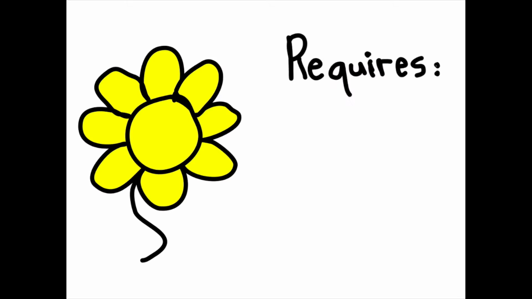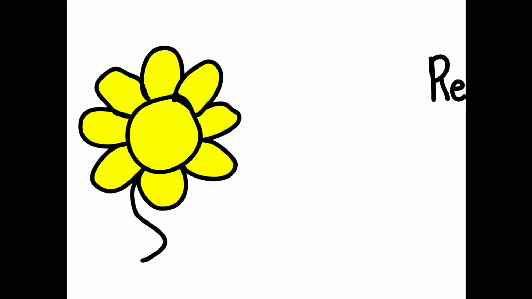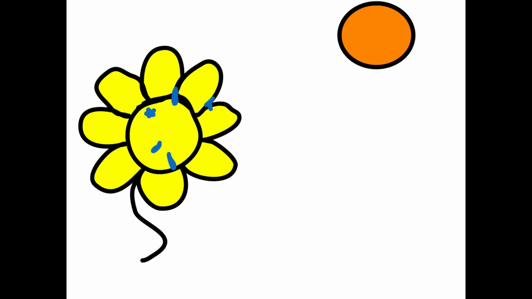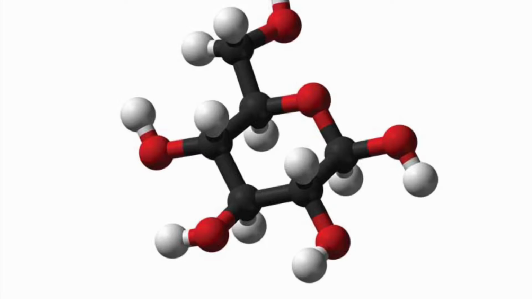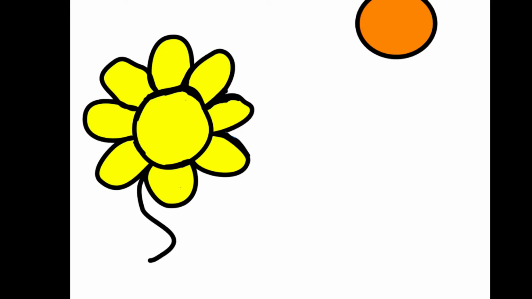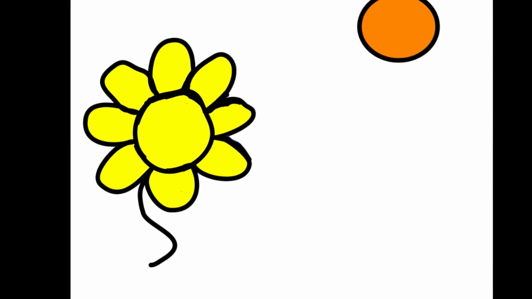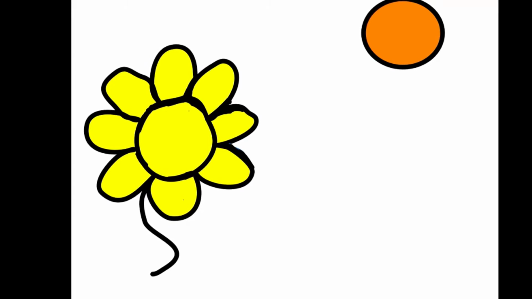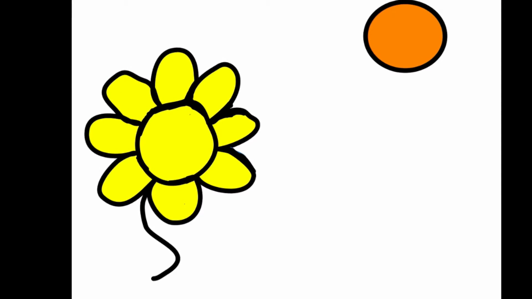Because plants need photosynthesis to grow, it requires three things: water, light, and carbon dioxide. Once these reactants come together, photosynthesis occurs and the plant gives off oxygen and glucose. Now that we know the reactants that cause photosynthesis and the products that come from photosynthesis, let's find out what happens on the inside with the chloroplast during photosynthesis.